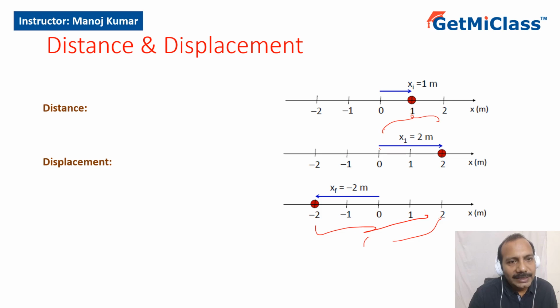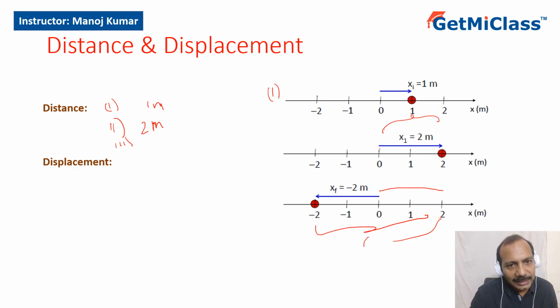Now what can be the distance of the object? I'll take case 1. Case 1, what is the distance? In first case, distance is 0 to 1 meter, distance is 1 meter. In second case, the body has started from 0 and gone to 2 meters, so distance is how much? 2 meters.